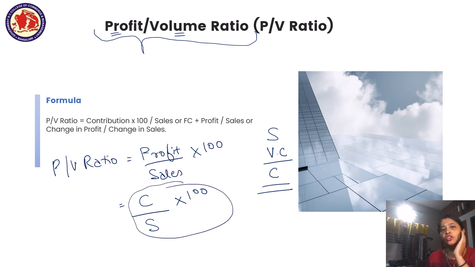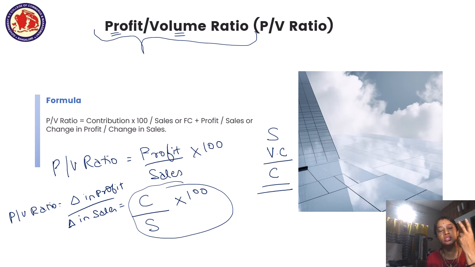There can be other formulas also, depending on the information given in the question. So what is the other formula? The other formula is PV ratio is equal to change in profit divided by change in sales. So this is also called the PV ratio. When the information is given with respect to sales of 2 years or profit of 2 years, in that situation we will use this formula, change in profit divided by change in sales.